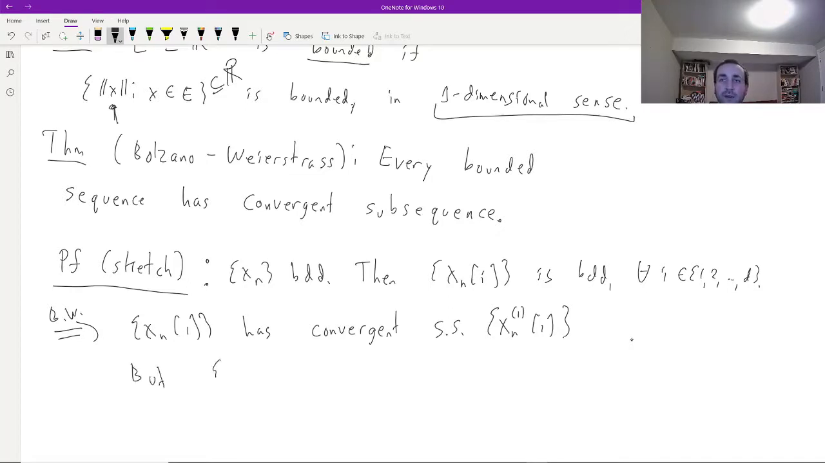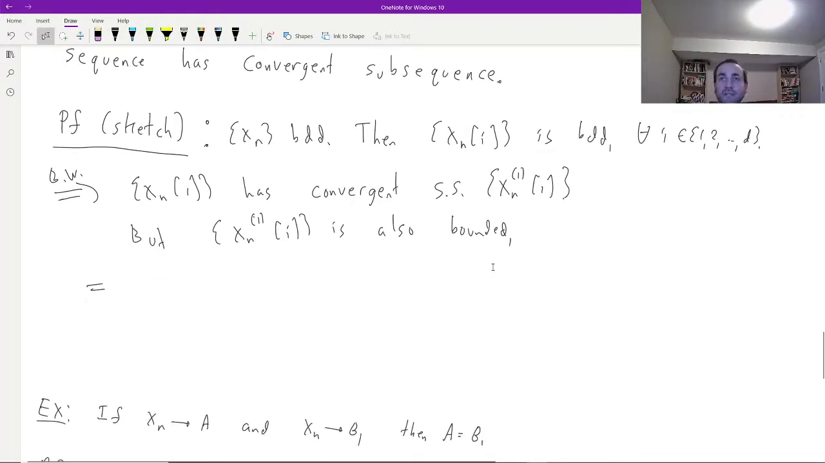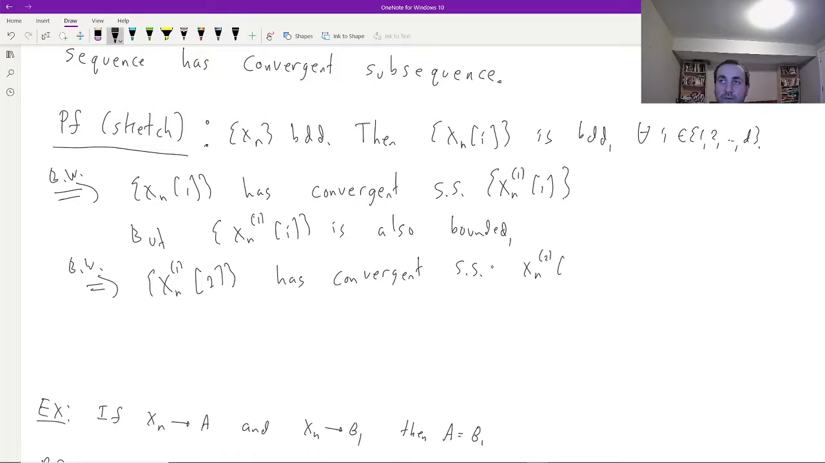But we can keep on going. x_{n_1}(i) is also bounded. Right, because it's a subsequence of a bounded sequence, so the original sequence is bounded, the subsequence is certainly also bounded. And therefore, by Bolzano-Weierstrass, x_{n_1}(2) has a convergent subsequence, which I'll call x_{n_2}(2).